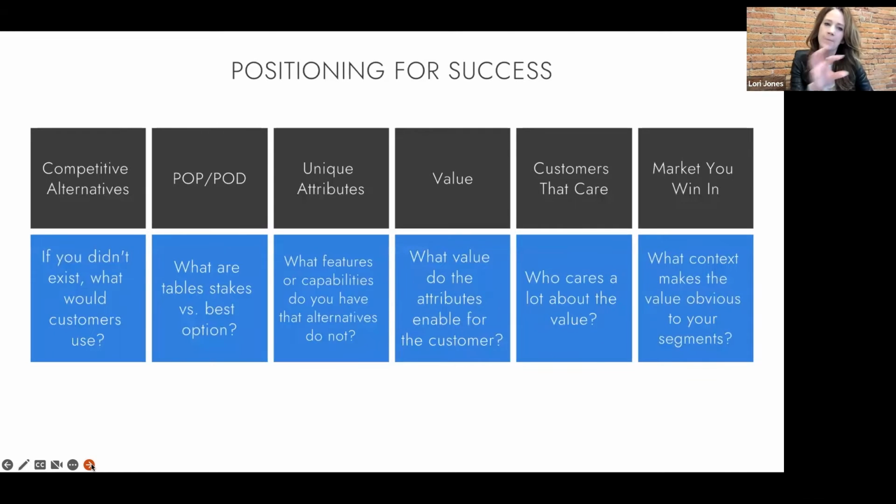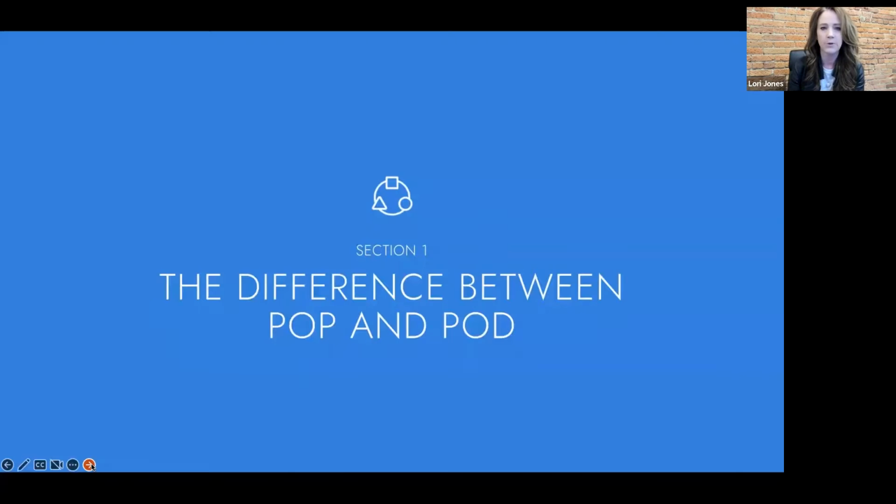We're not going to go through this slide, but I'm just going to kind of tease what is up next. So we're going to talk a little bit today about competition, but we're going to focus on POP and POD. This is positioning for success. All of these components that you see here, the competition, POP, unique attributes, value, customers that care, market that you can win in, are what we are going to be covering in future sessions. So I just want to tease that all with you so that you can understand and see where we are taking this Q&A series, and hopefully you'll tune in for the future ones as well. Okay, so let's focus today, POP, POD.